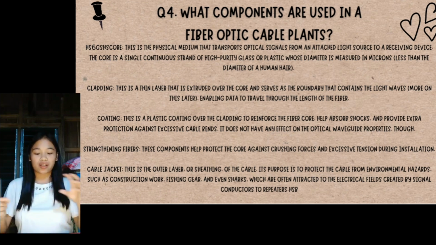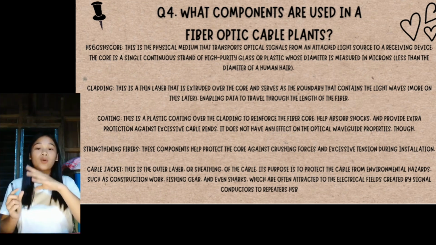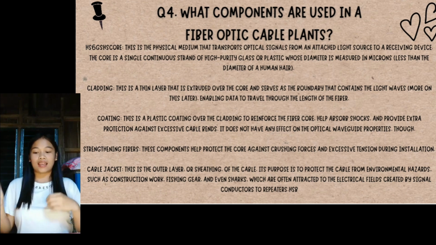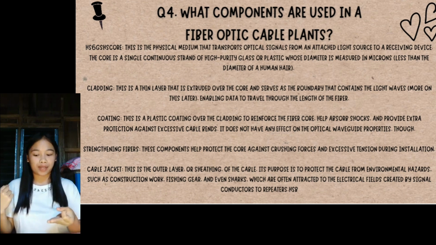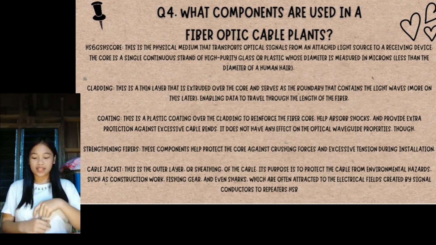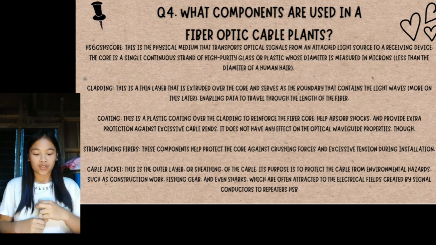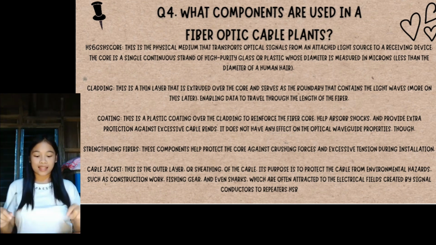The strengthening fiber, the components to protect the core, the cladding, the strengthening fiber, the coating also. So the last one is the cable jacket. So the cable jacket, this is an outer layer. So this is the last layer of the 5 components of a fiber optic cable. So this is the outer layer or sheeting of the cable.